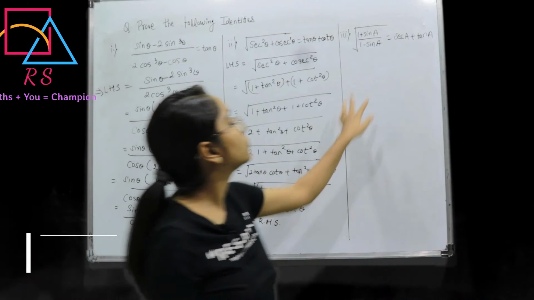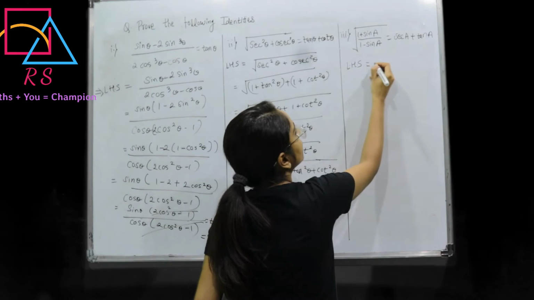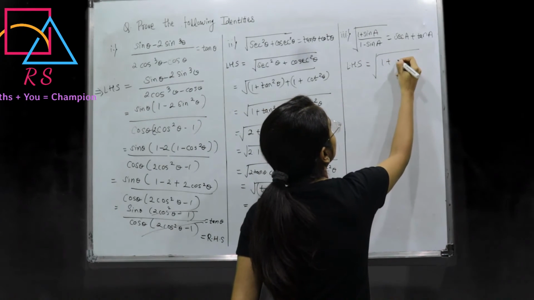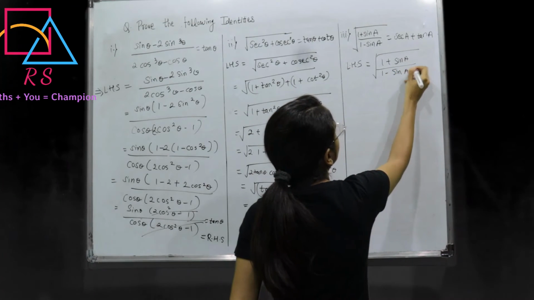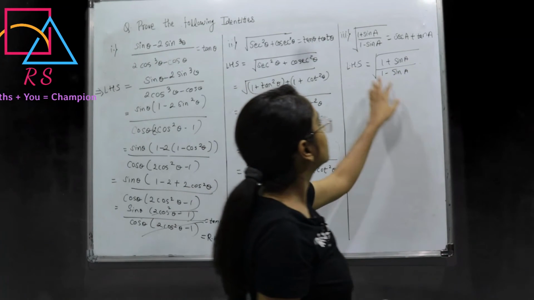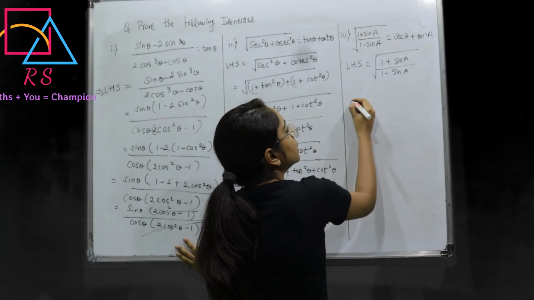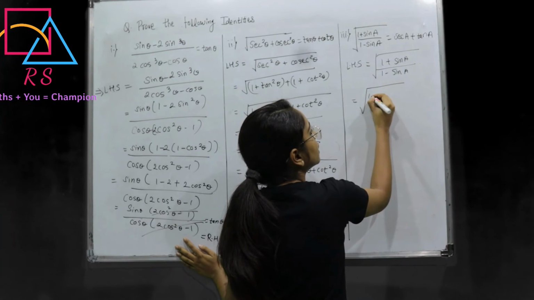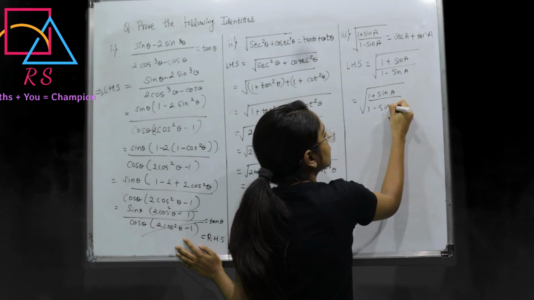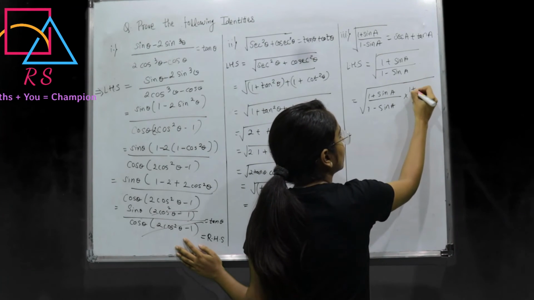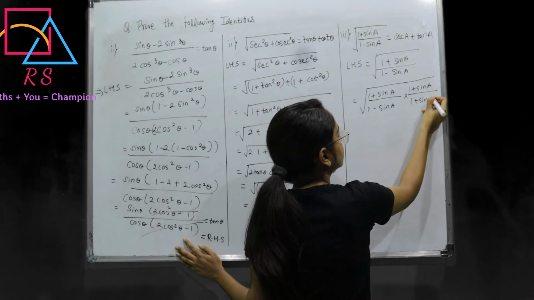Now next I am going to solve the third question. Here also I will consider the left hand side: 1 plus square root of (1 plus sin a) upon (1 minus sin a). Here we can just multiply the numerator and denominator by 1 plus sin a to rationalize: 1 plus sin a upon 1 minus sin a into 1 plus sin a upon 1 plus sin a.